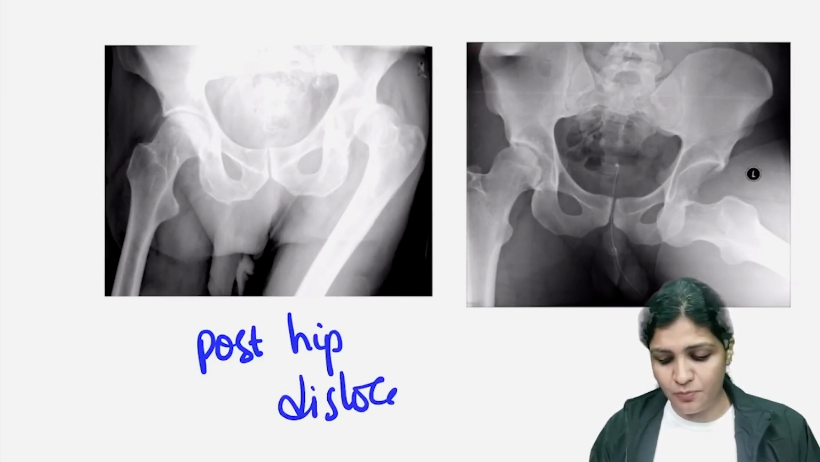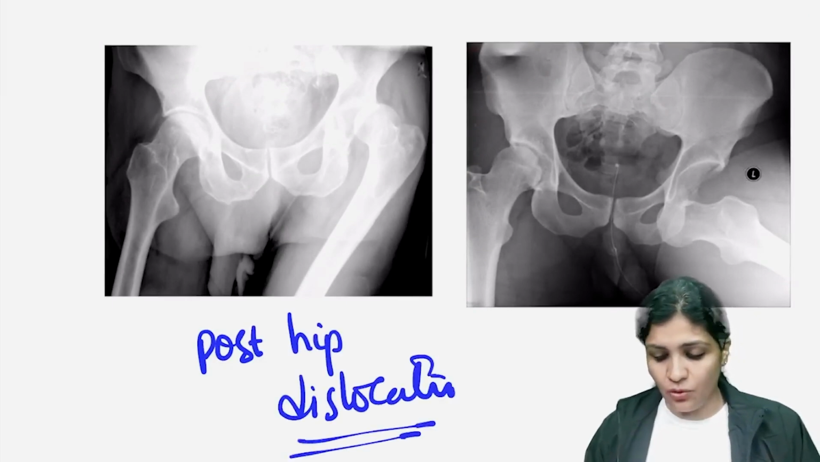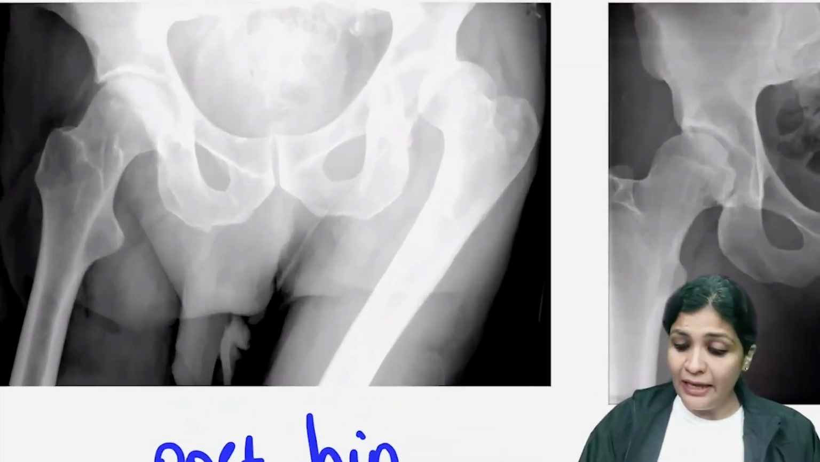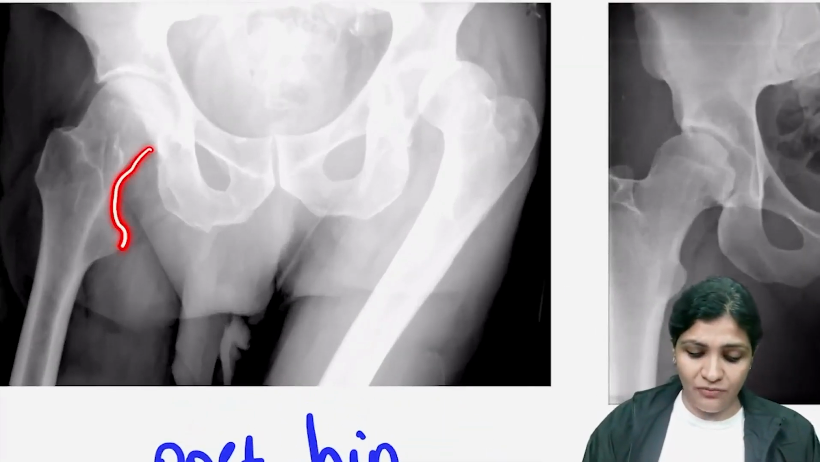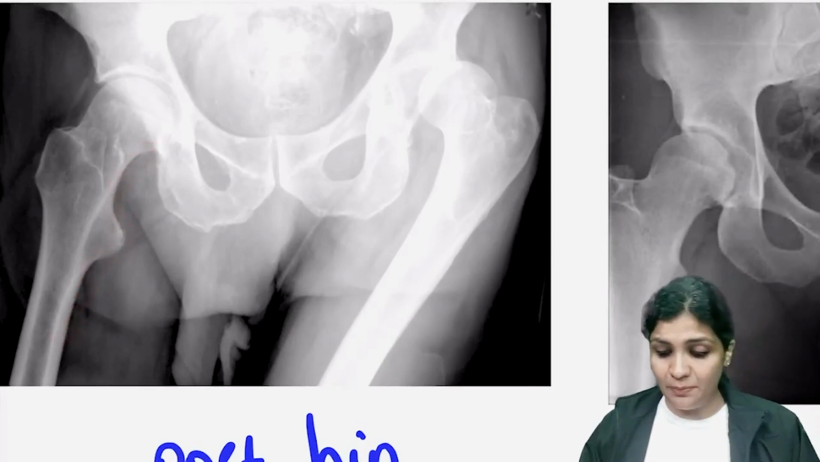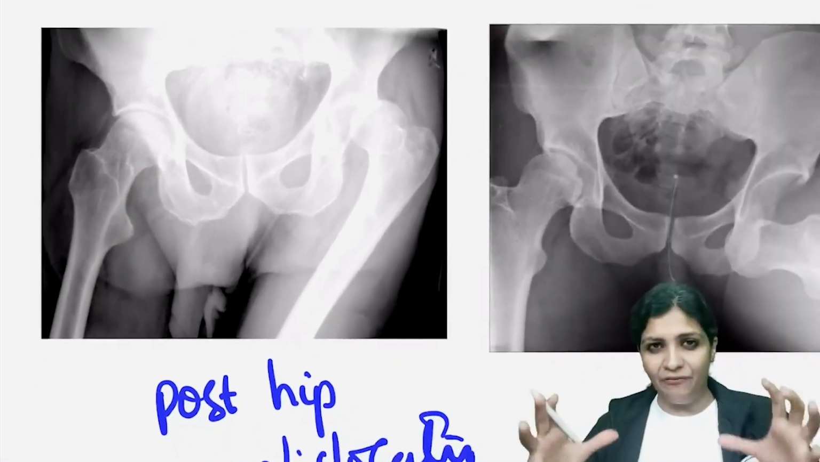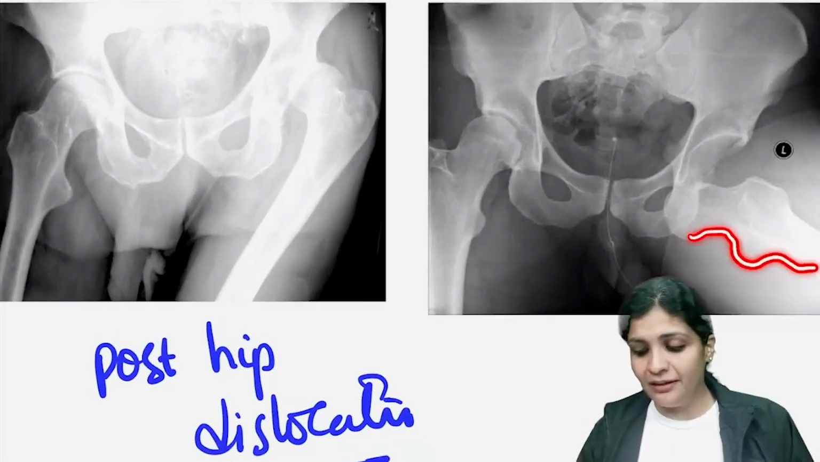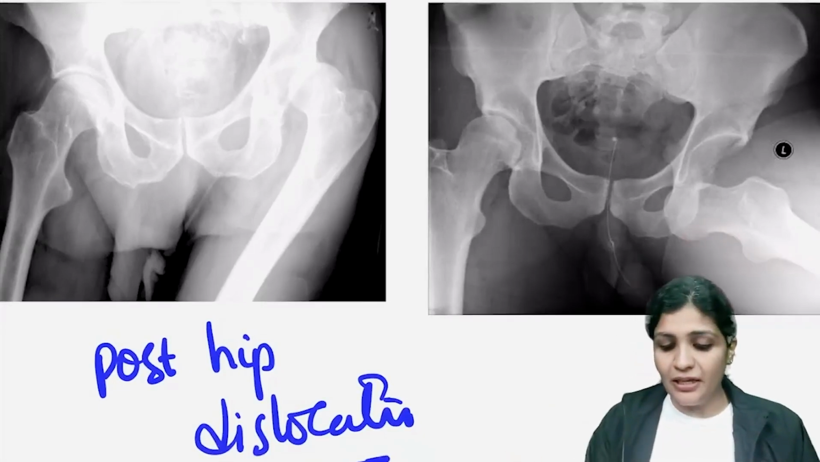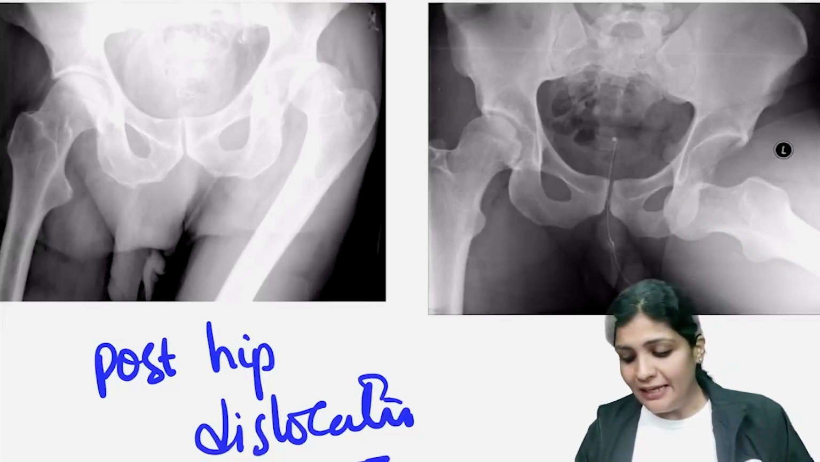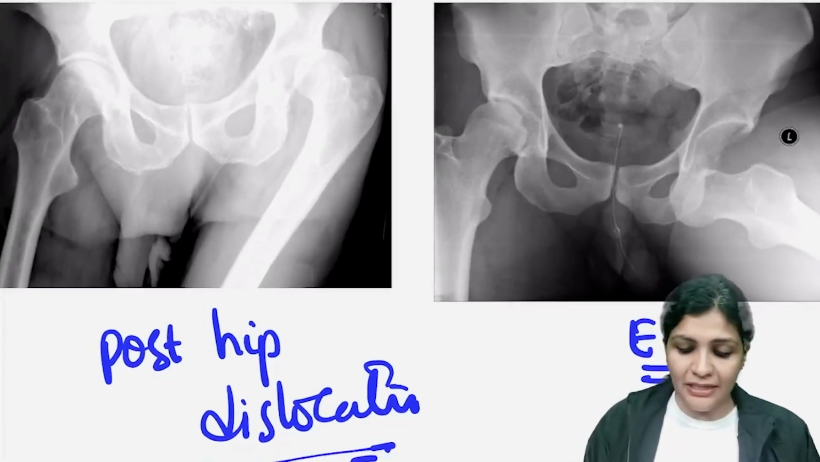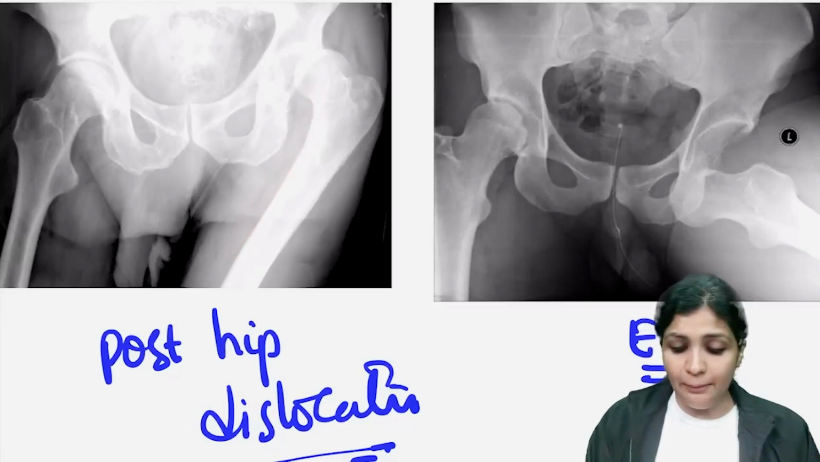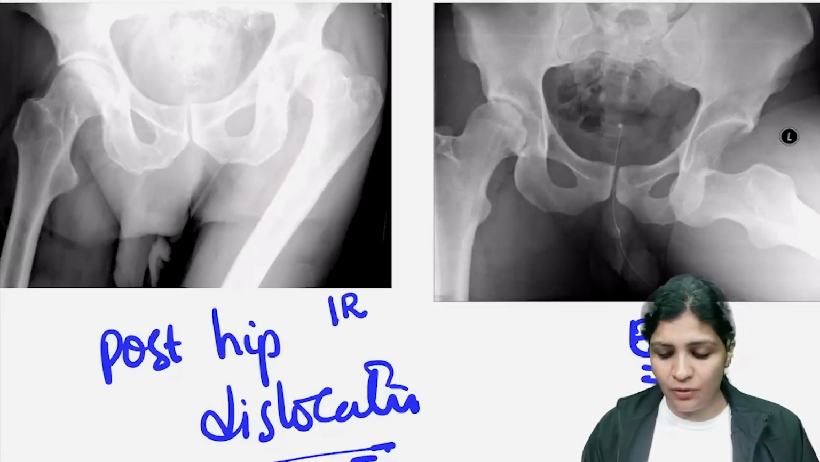So how did I tell it as posterior hip dislocation? You have to always check for the lesser trochanter. If the lesser trochanter is very clearly visible, then the limb is in external rotation. Here you see the external rotation, where the lesser trochanter is easily visible, but here can you make out the lesser trochanter? No. So that means the limb is in internal rotation.